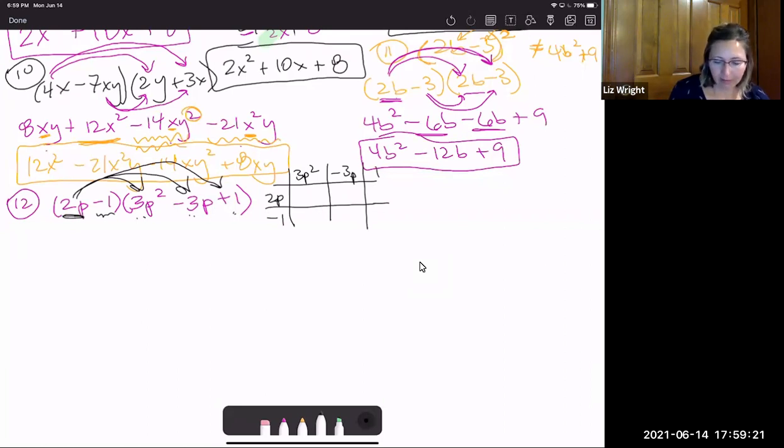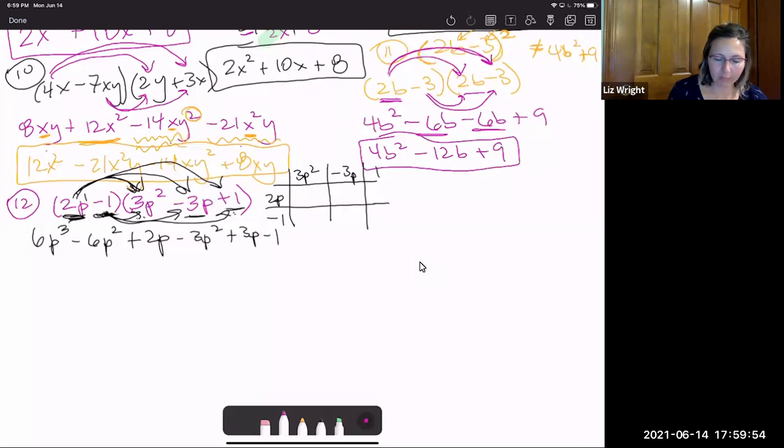So 2p here times a 3p squared is going to give me a 6p to the third, because again, you're adding those exponents. 2p times a negative 3p is going to give me a negative 6p squared. Then a 2p times a positive 1 is going to give me a positive 2p. And then here we've got this negative 1 times each of these terms, which is just going to switch their sign. So I'm going to have negative 3p squared plus 3p minus 1.